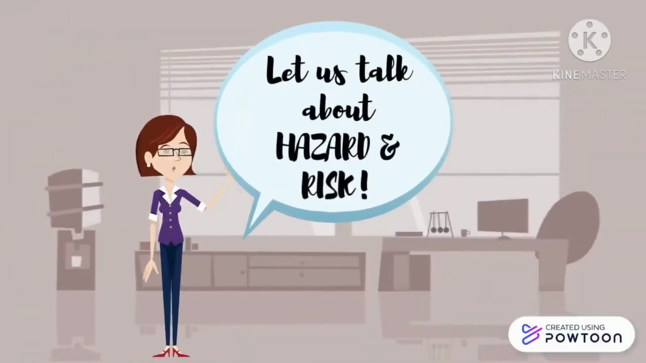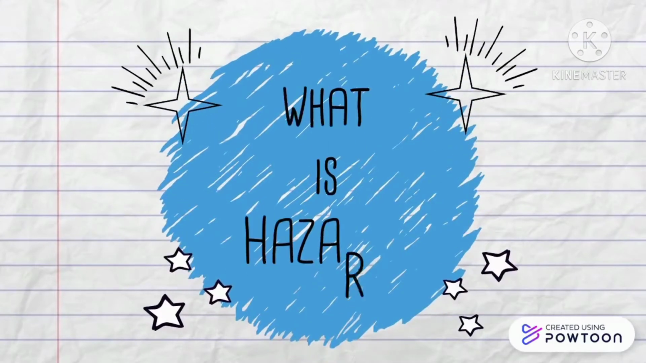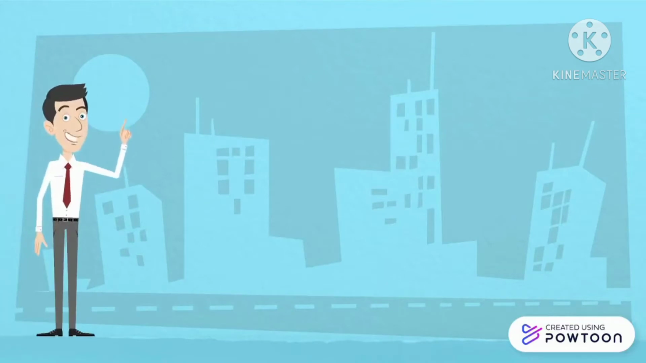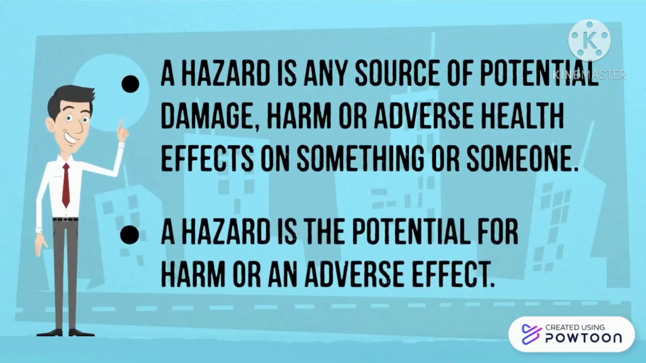Let us talk about hazard and risk. What is hazard? There are some definitions of hazard. A hazard is any source of potential damage, harm, or adverse health effects on something or someone. A hazard is the potential for harm or an adverse effect.